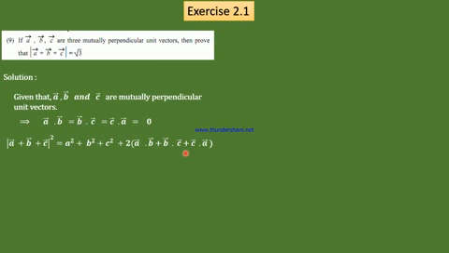Since all are unit vectors, next step you can easily understand that 1 plus 1 plus 1, and then A dot B, B dot C and C dot A are equal to 0. So everything is 0, so that whole term will be 0. So obviously it is 3. Since the whole square is 3, taking square root on both sides, obviously we will get modulus of A vector plus B vector plus C vector is equal to root 3. It is easy, right? Now see the next question.